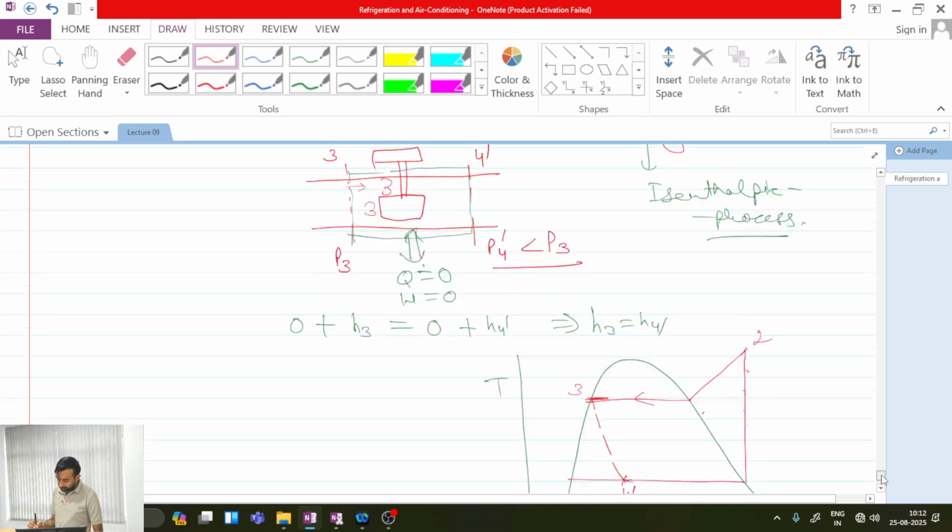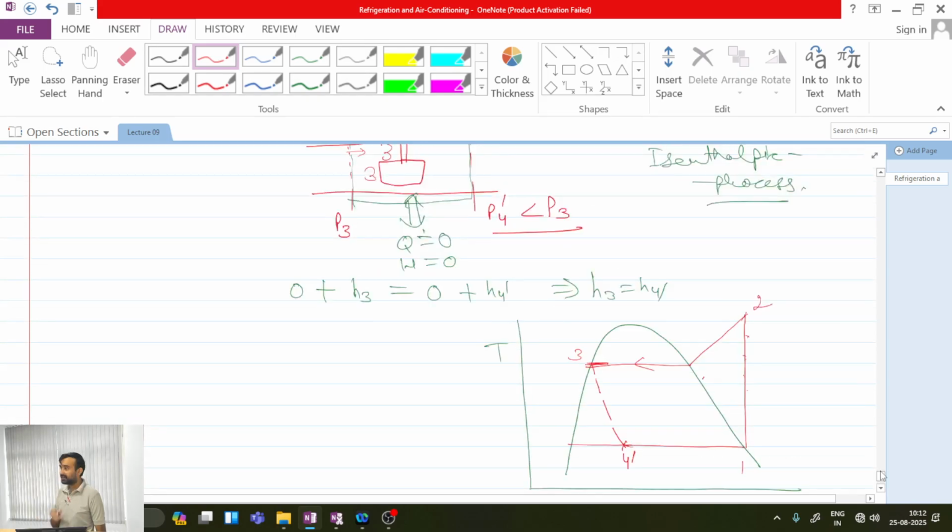One issue is addressed, that if we create a restriction with the help of an expansion device, then I can decrease the pressure. But what about temperature? If I create a restriction, will there always be a decrease in temperature with the pressure? Please tell me. Temperature will always decrease, or there can be some other possibility?